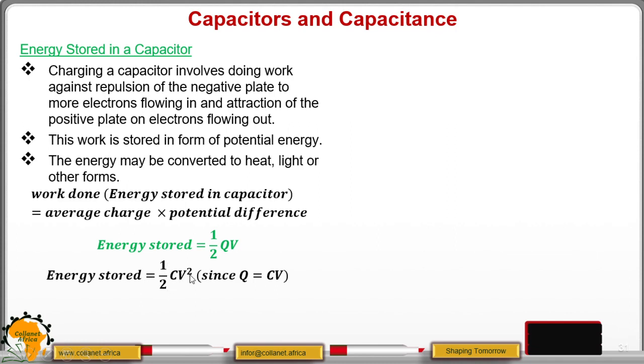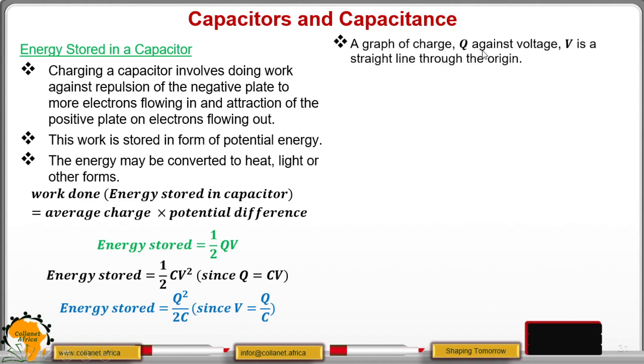So by replacing where we have Q with CV, you will get that the energy stored will be 1/2 CV squared. Also, remember our V from this one, we can say it is Q over C. So where we have V, we can replace with Q over C. And by so doing, you get that the energy stored will be Q squared over 2C. So it implies that when you are getting the energy of a capacitor, you can either use a half QV or a half CV squared or Q squared over 2C, depending on the values that are given.